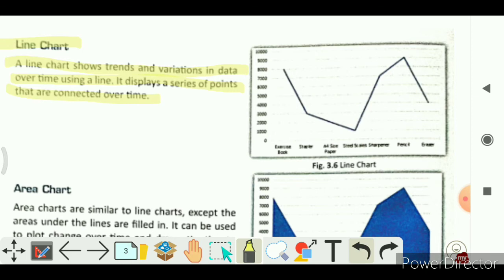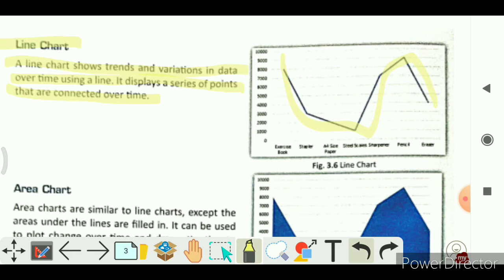You can see here that this is a line and this shows the fluctuations, increase or decrease in the values. And as we know, a line is a series of dots. So here there are many points and each is connected with lines. So in this type of chart, the variation over time is shown by a line, right?